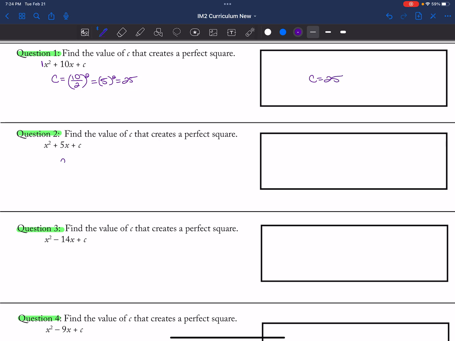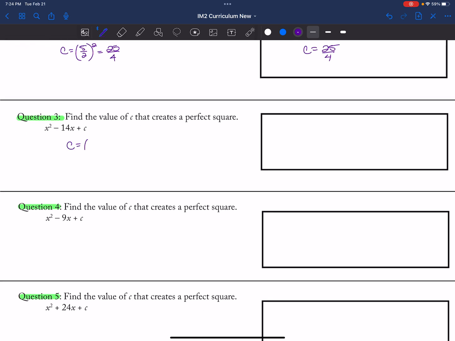Again, c is equal to 5 over 2, and then I square it. Because I cannot reduce, this is just 25 over 4. So I distribute the square to both the numerator and the denominator. So c is 25 over 4.